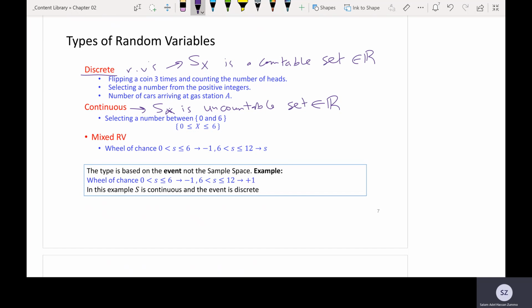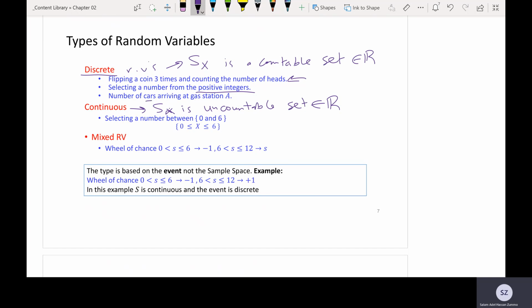So let us give examples. In the discrete case, for example, in our particular example, flipping the coin 3 times and counting the number of heads, how many values can the random variable take? 0, 1, 2, or 3. So basically 4 different values. It's countable and finite in this case. Selecting a number from the set of positive integers: is it discrete or continuous? Discrete, because positive integers are basically discrete numbers.